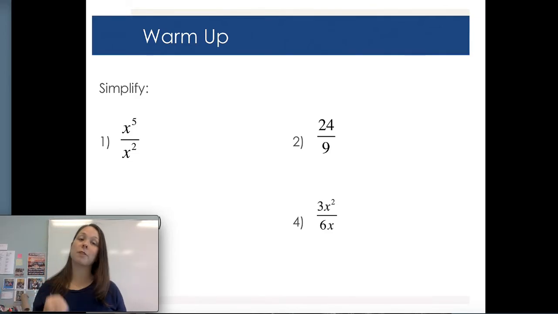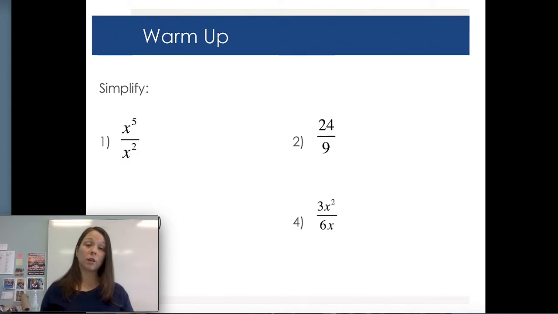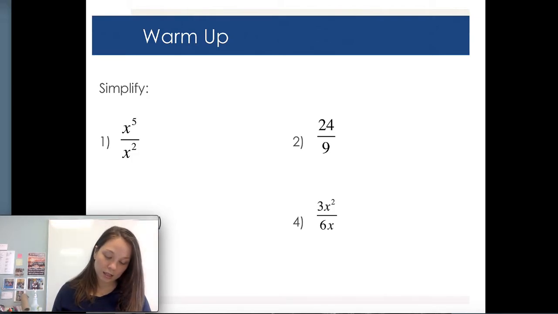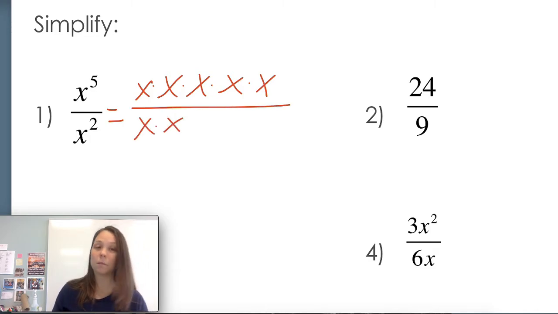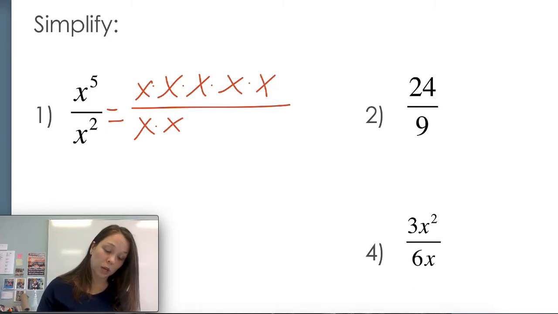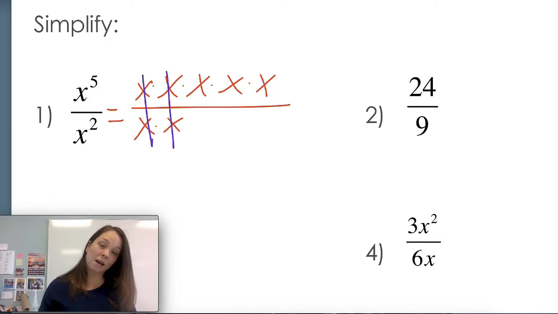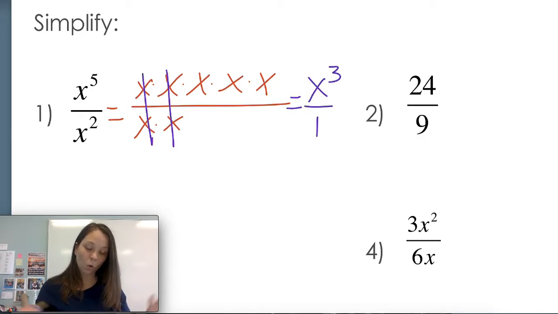Taking a look at the first one, x to the fifth divided by x squared. When you're dividing things with exponents that have the same base, you subtract those exponents. So the difference between 5 and 2 gives x cubed. The reason this works is because x to the fifth is like 5 x's being multiplied together, and x squared is like 2 x's being multiplied together. If I divide out those common factors, I will have two sets of x's divide out, leaving me with 3 x's being multiplied. So it would be x cubed over 1, or just x cubed.